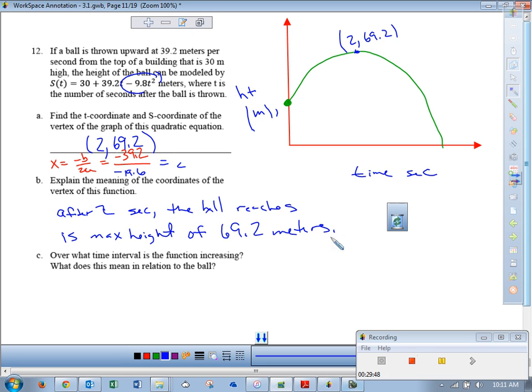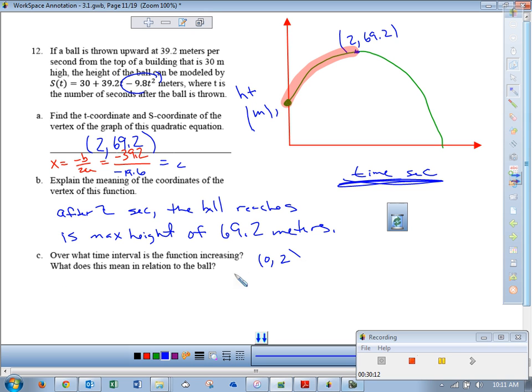Over what time interval is the function increasing? Right here. Isn't that where it is increasing? Correct? From where? Time interval, those are x values, correct? So it starts at 0 and it ends at 2, correct? Neither one is included because it's not increasing at 0, they haven't thrown it yet. It's not increasing at 2, it's maxing out at 2, so between 0 and 2.